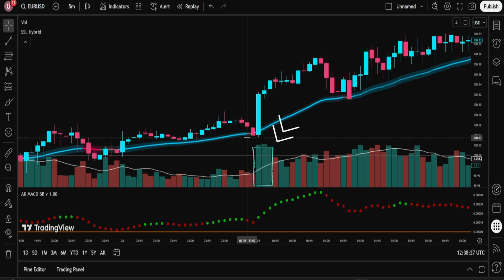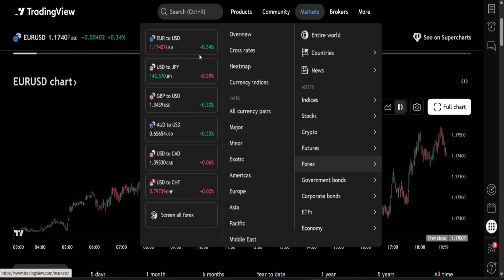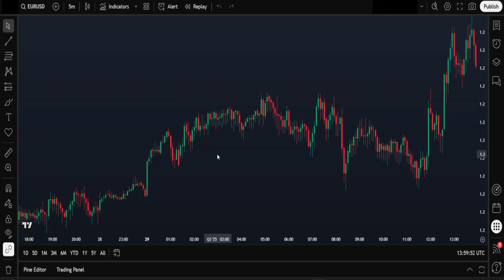I'll set everything up with you, then walk through 2 long examples and 1 short, step by step, so you can copy the exact flow. We're on TradingView. Load any market you like. I'll demonstrate on Euro USD 5-minute, but the logic works on any instrument and any time frame.